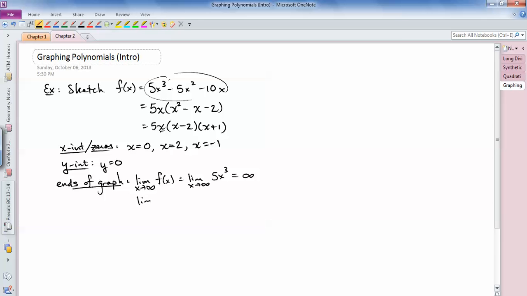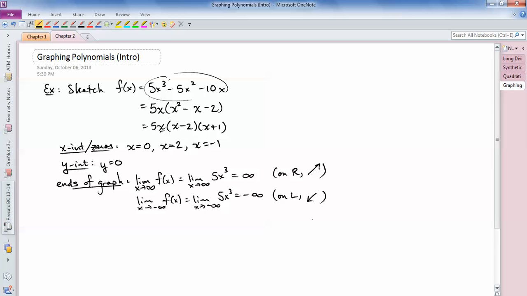And if I looked at what happens as I go to negative infinity, well, the dominant term doesn't change, so it's still 5x cubed. That's going to go to negative infinity. So this means on the right side, because it's positive infinity, I'm going to go up like that. And on the left side, I'm going to go down that way.